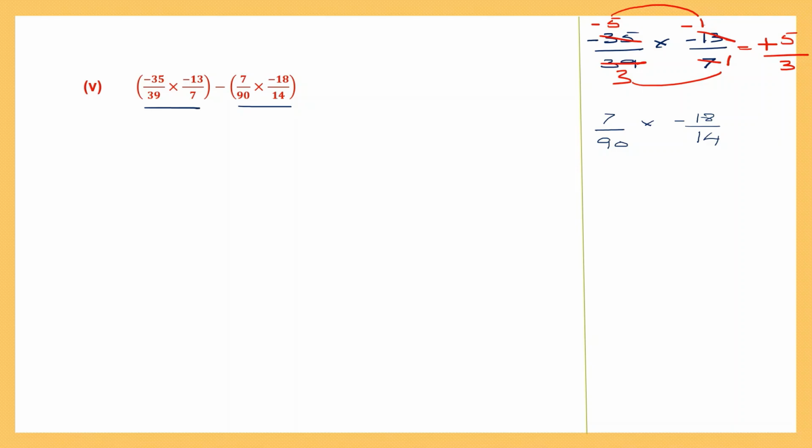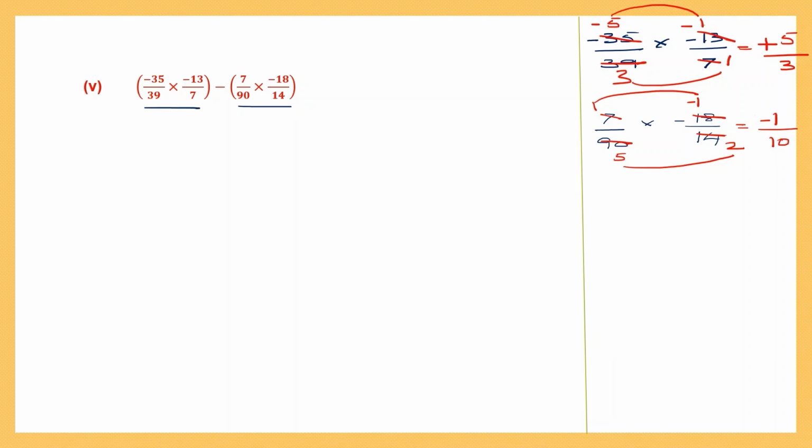Okay, now let's see what we can cancel here. I can cancel 7 and 14. 7 ones are 7 and 7 twos are 14. We can cancel 18 and 90 also. 18 ones are 18, so the minus sign will be there. And 18 fives are 90. So now what do we have? We multiply the numerators 1 into minus 1. 1 ones are 1, so minus 1. And the denominator is 5 into 2, which is 10. So we have minus 1 by 10.